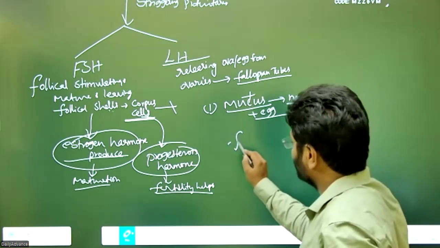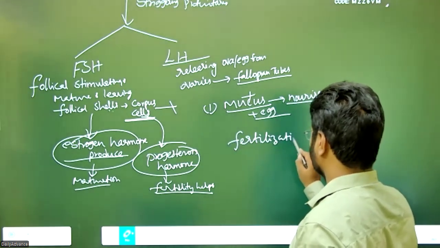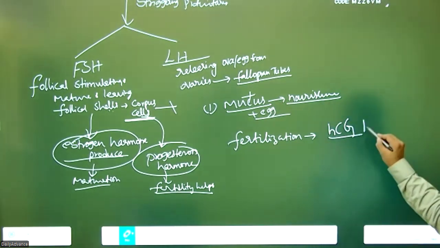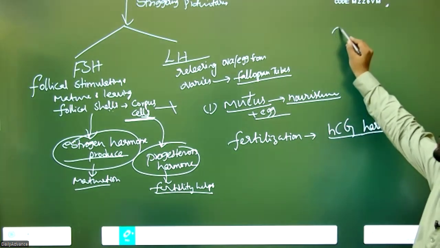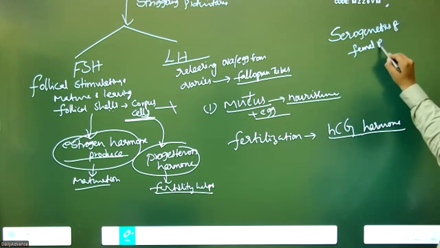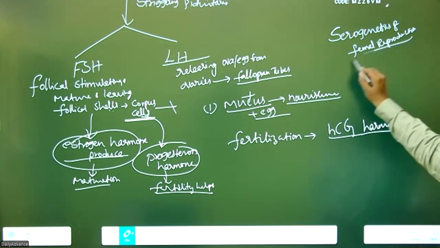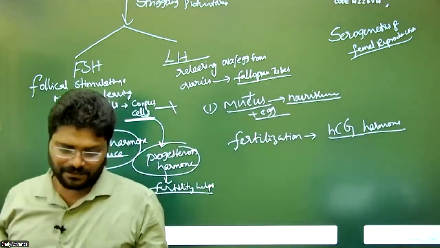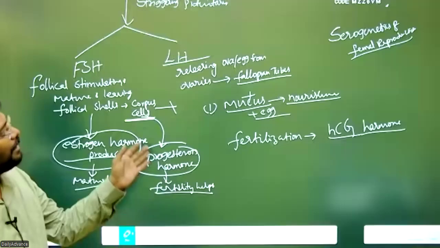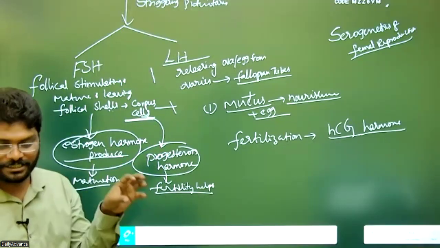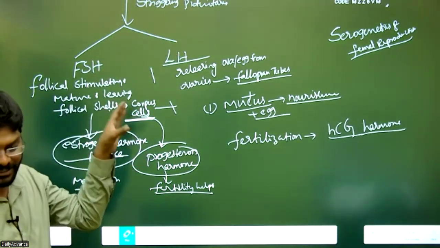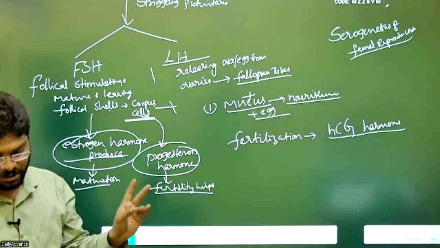Understand? If fertilization happened, the dividing fertilized egg releases HCG hormone. So this is called serogenetics of the female reproductive system. Cytogenetics means identifying the various organs, structurally and functionally, what these organs are doing. Serogenetics means what are all the hormones produced by the female body which are related to reproductive activity. It starts with the hypothalamus, goes into the pituitary, through to the ovaries. The ovaries secrete the three important hormones, HCG, estrogen, and progesterone.